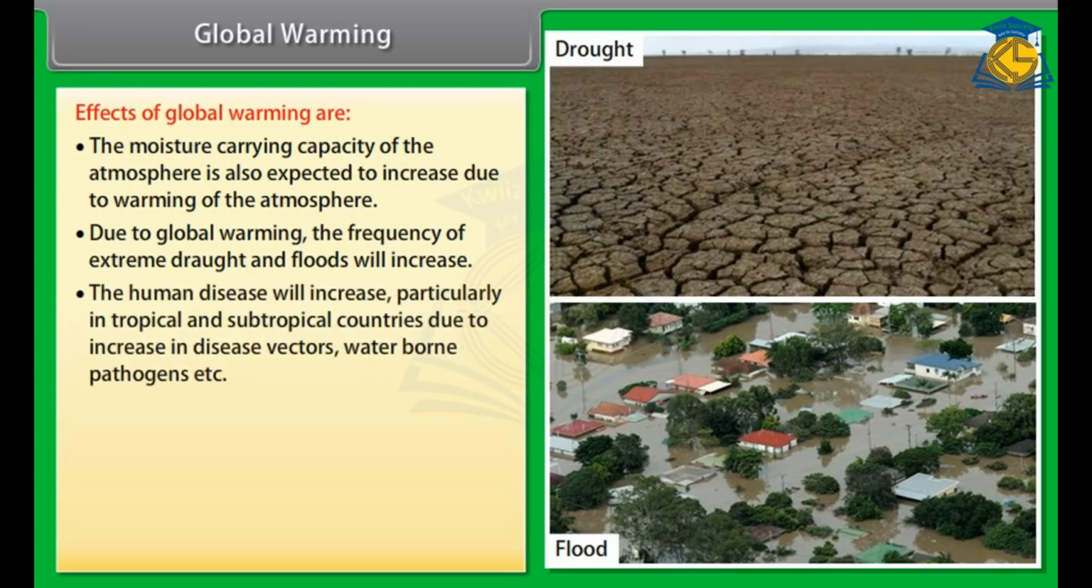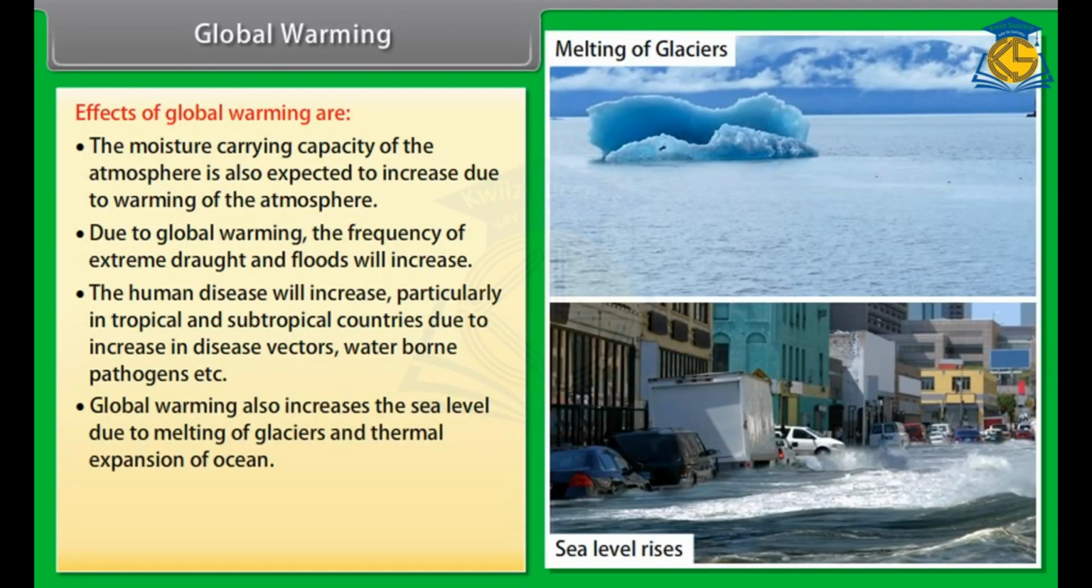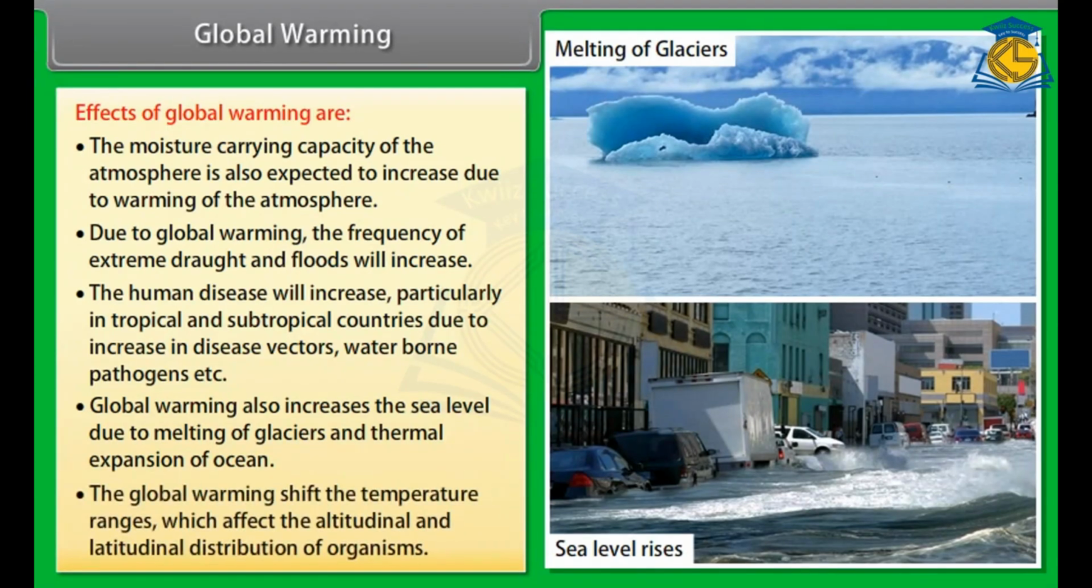Human disease will increase, particularly in tropical and subtropical countries, due to an increase in disease vectors, waterborne pathogens, etc. Global warming also increases the sea level due to melting of glaciers and thermal expansion of oceans. Global warming shifts the temperature ranges, which affects the altitudinal and latitudinal distribution of organisms.